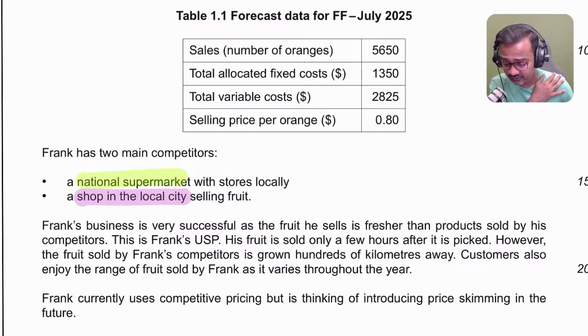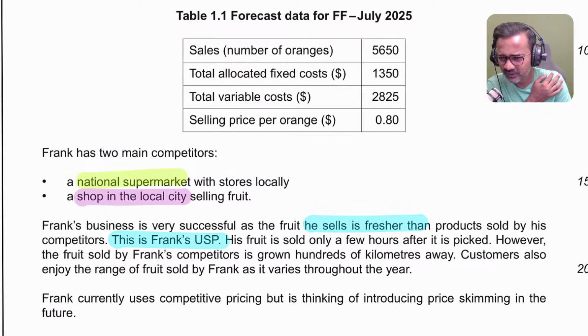Frank's business, now this is where Frank has done well, right? Anything the business does well, you make a note of it. Anything the business has done poorly, obviously you make a note of it as well. Now, Frank's business is very successful as the fruit he sells is fresher than products sold by his competitors, both of these competitors. This is Frank's USP. So some things are good. He sells fresher products, which is now his USP.